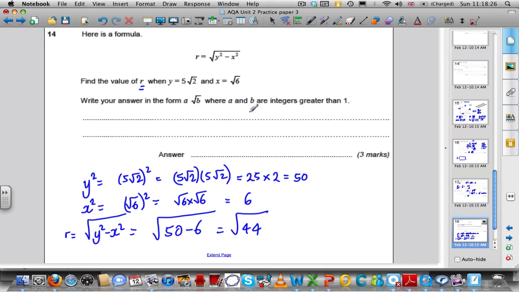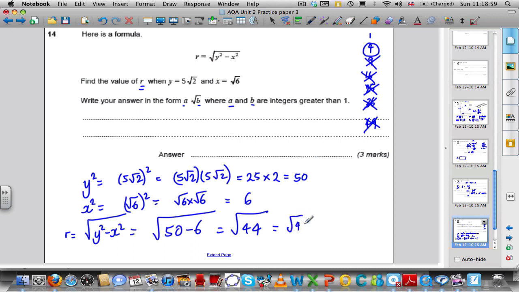Now, have we got it in the correct answer here? They want you to write your answer in the form a root b, where a and b are integers greater than 1. Ask yourself, can you think of a square number that goes into 44? The squares are 1, 4, 9, 16, 25, 36, and 49. 49 too big, 36 does not go in, neither does 25, 16 does not go in, 9 does not go in, so 4 is the biggest one that goes in.